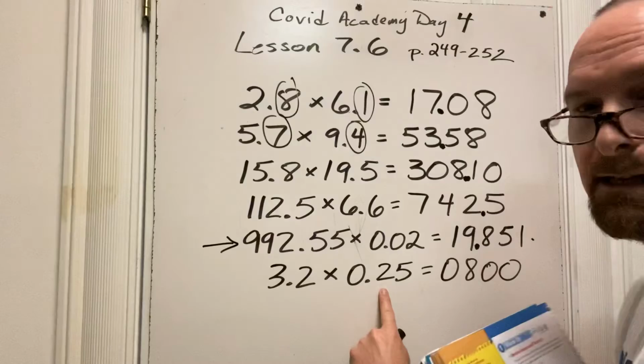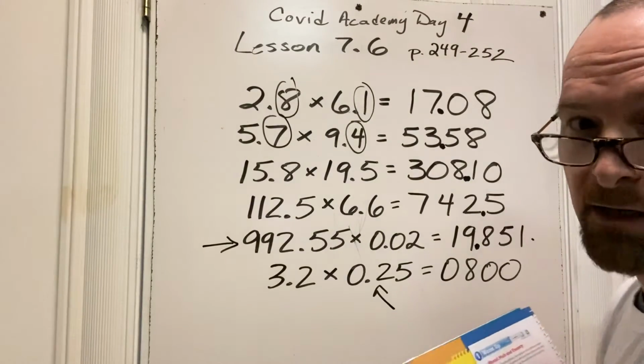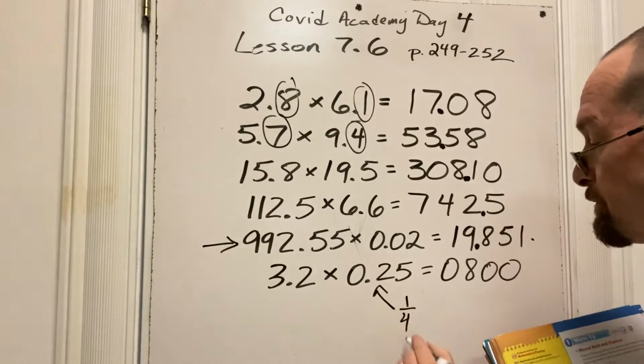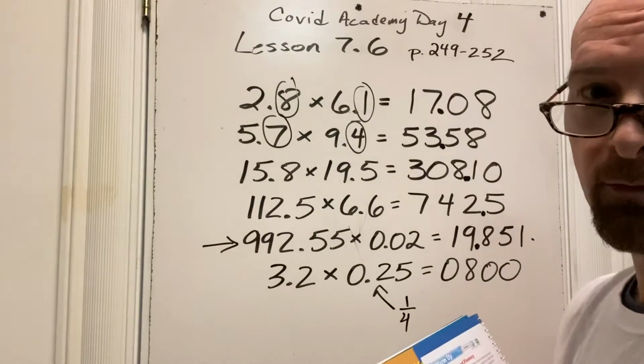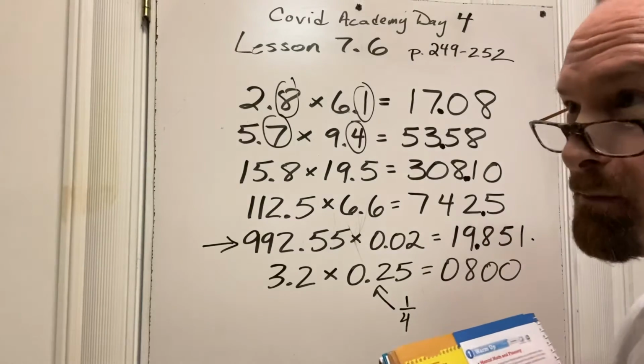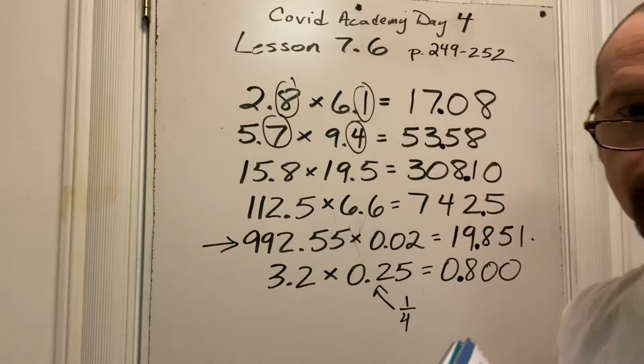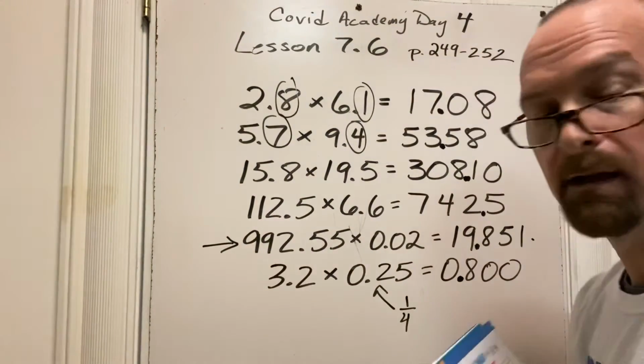This one's not as hard. If you thought of that 0.25 is the same as the fraction 1/4. So if I'm taking a 1/4 of 3, 1/4 of 4 would be 1, so it's going to be a little smaller than 1, but not hugely smaller than 1. It's going to be right there, 0.8. Okay, so there's the mental math.